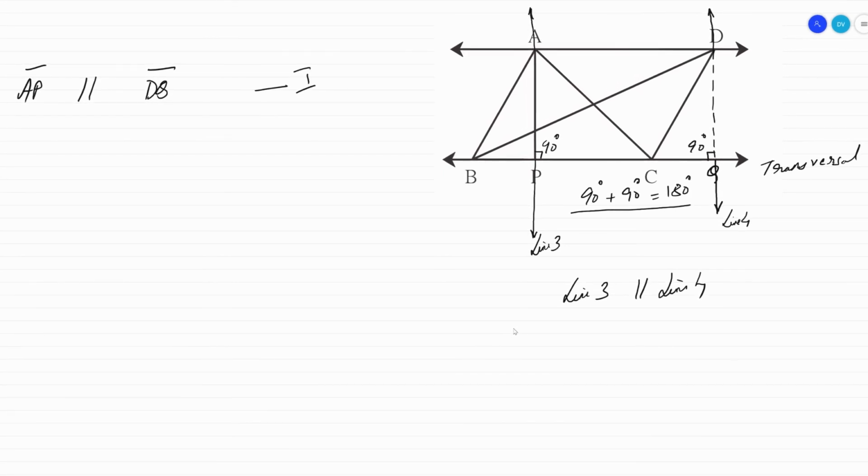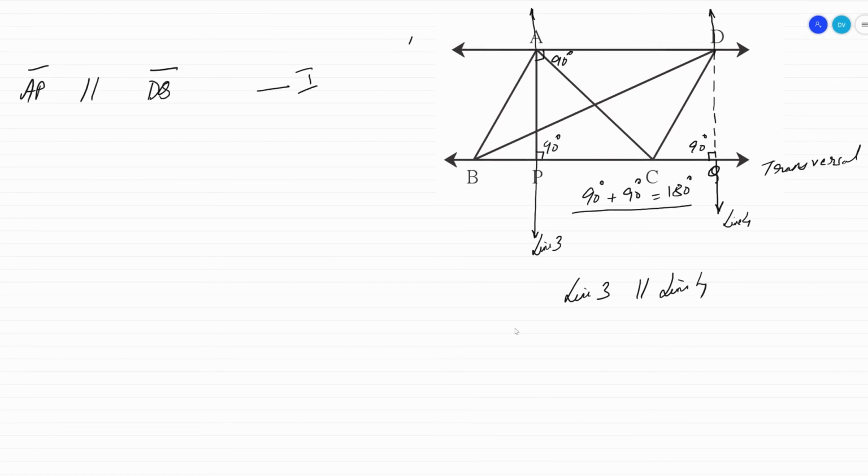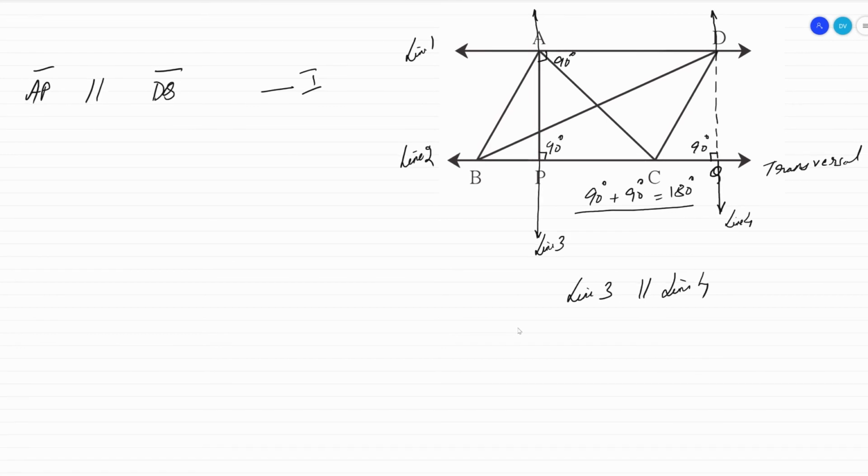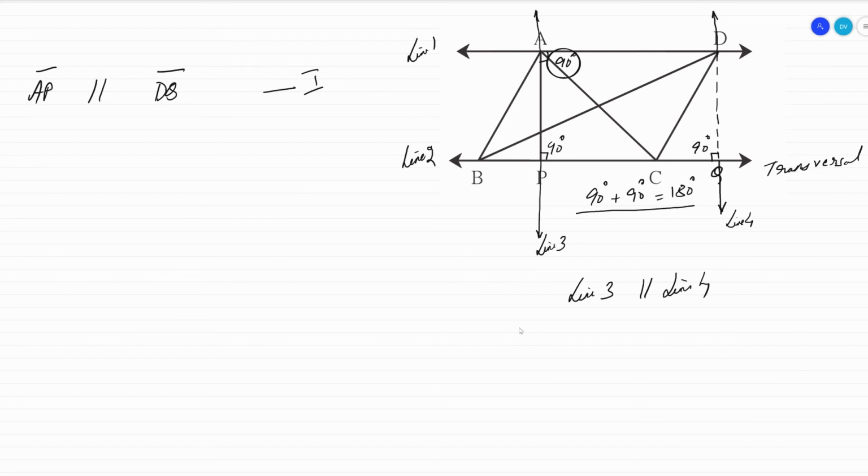Now the second thing is, look here, if this is 90 degrees, then this is also 90 degrees. Why? Because line 1 and line 2 are already parallel to each other. It is given in the book. So when the two lines are parallel, and you look at the interior angles, their total should be 180 degrees. So if this is 90 degrees, the second one should automatically be 90 degrees. And the same rule we can apply here, and we can get this angle also as 90 degrees.